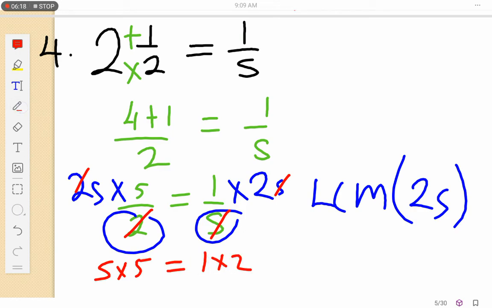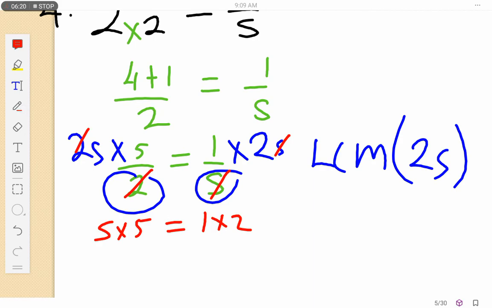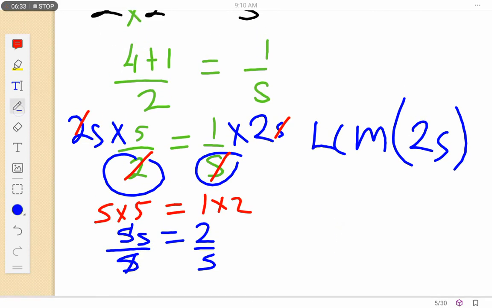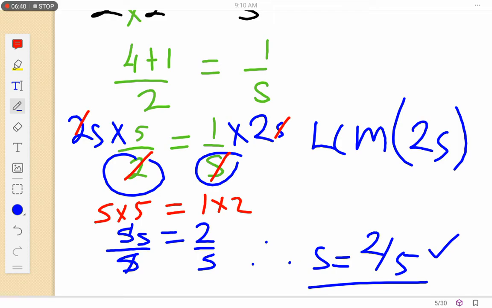Okay, so I will have 5s is equal to 2. So to get my s, I'll divide by 5 on both sides. The 5 cancel off each other, so therefore our s is equal to 2 over 5. Okay, that's the value of our s there.